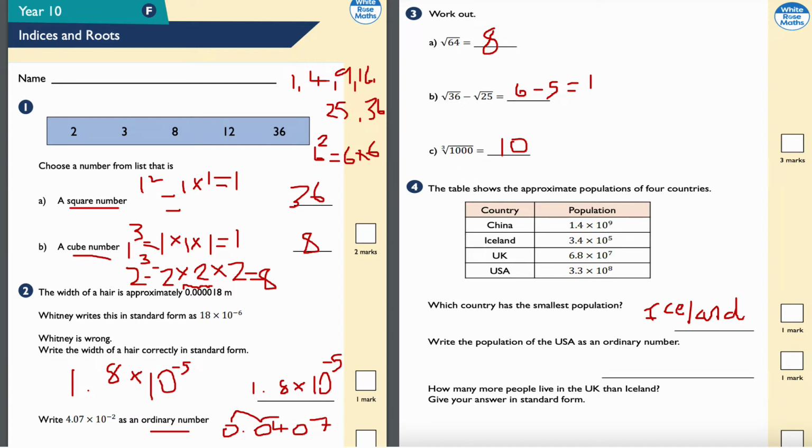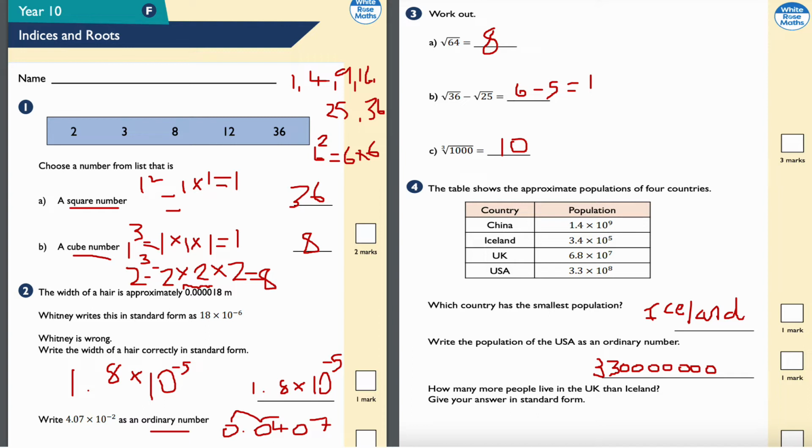Write the population of USA as an ordinary number, so 3.3 times 10 to the 8. So that's going to be one place it's moved, and then it's going to be 7 zeros. So 1, 2, 3, 4, 5, 6, 7.